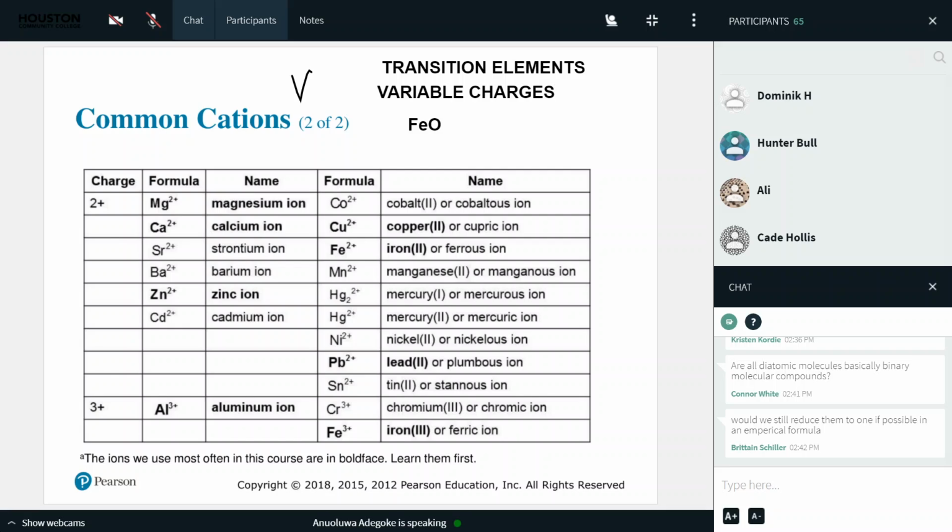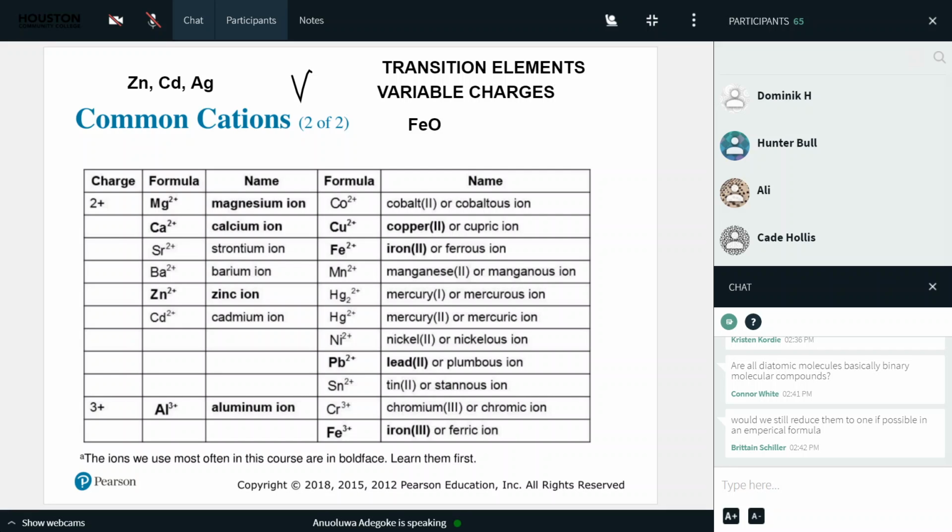Whenever you are dealing with transition elements, if you want to name them, you have to know that almost all of them have variable charges. So which ion you are dealing with, you don't know. That is, which charge, you don't know until you calculate it. The only 3 transition elements that have fixed charges are these. Let me just write it here: zinc, cadmium, and silver.